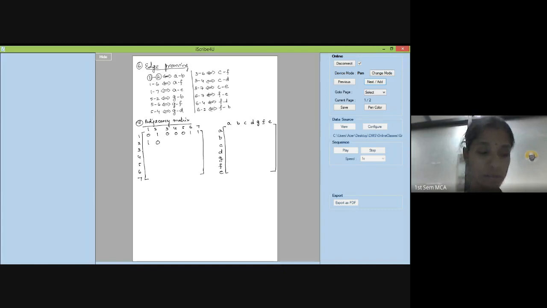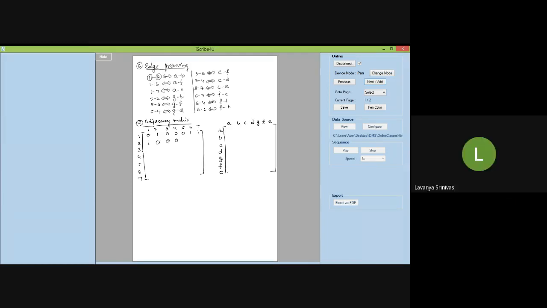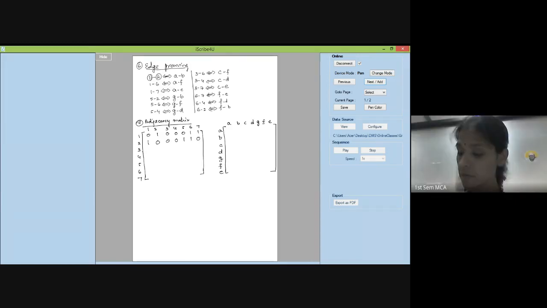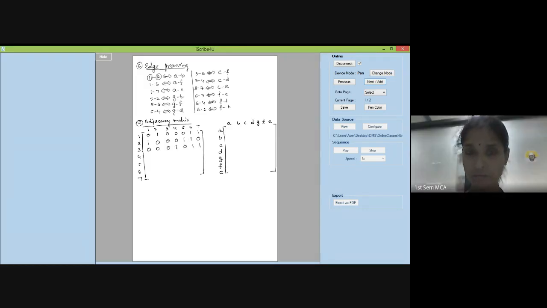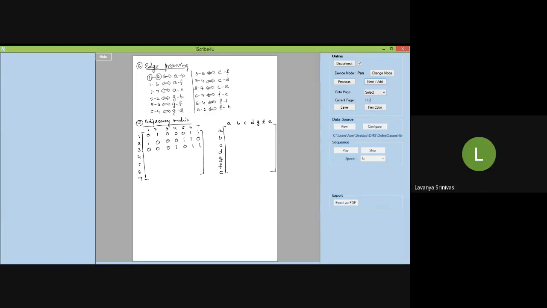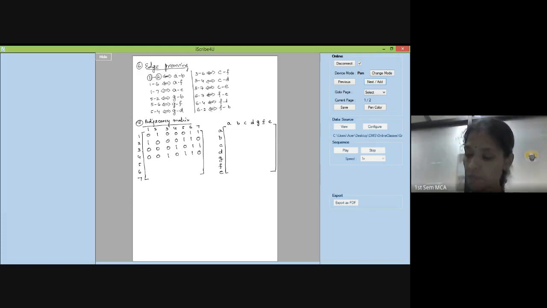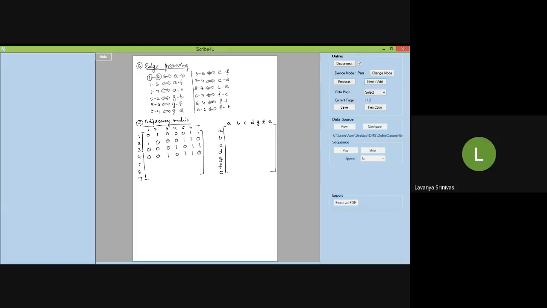Then 1, 0, 0, 0, 1, 1, 0. Yes, 1, 1, 0. Third row, anyone? 0 0 1 0 1 1. Fourth row, 0 0 1 0 1 1 0. Fifth row, 0 1 0 1 0 1 0.